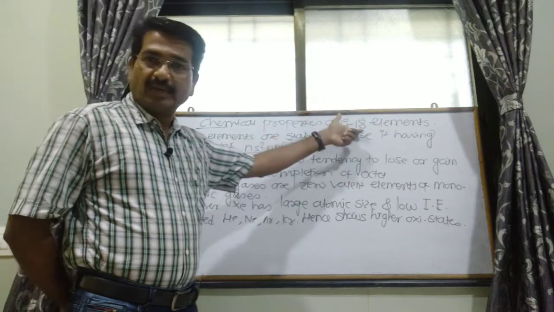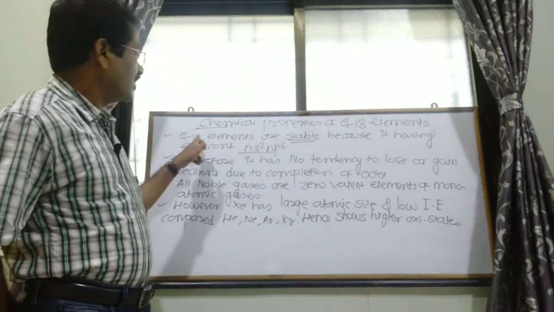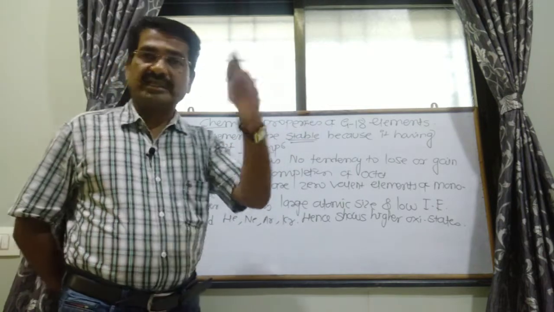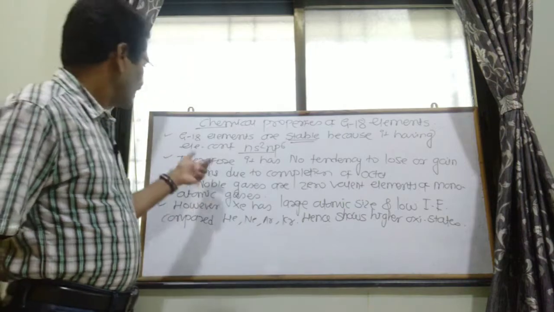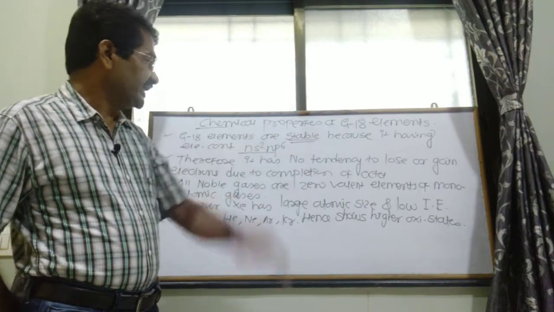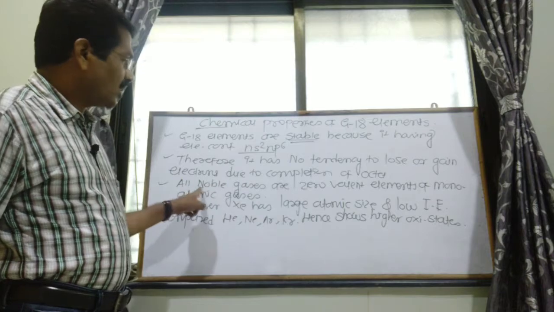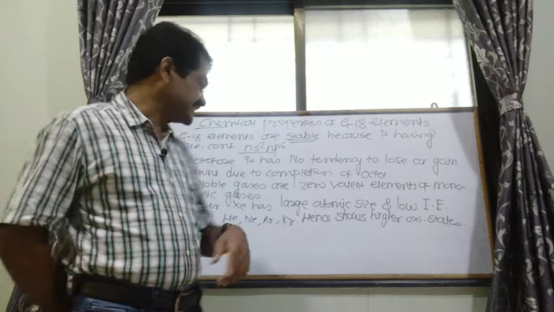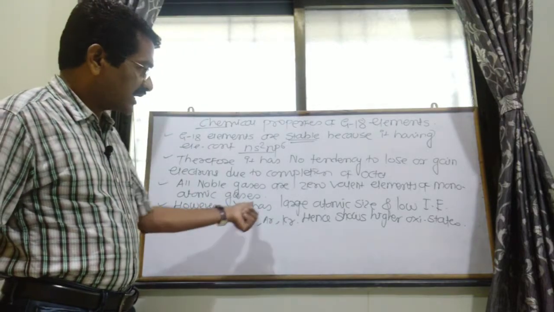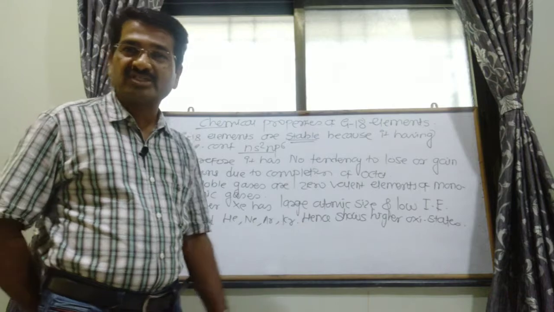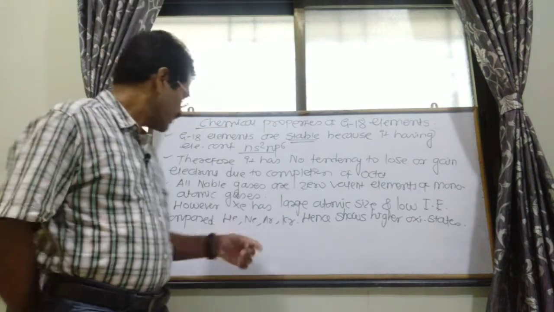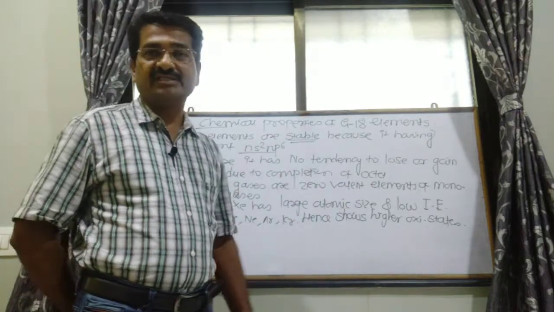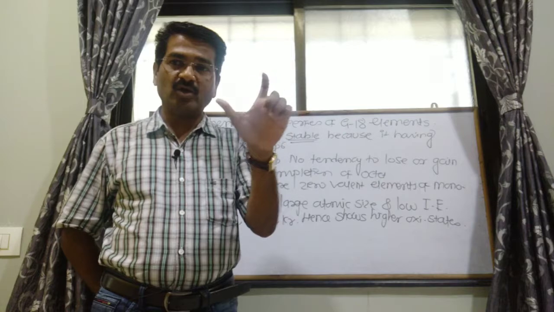Chemical properties of noble gases, that is Group 18. First point, all the Group 18 elements are stable because they have the electronic configuration ns2np6. Therefore, they have no tendency to lose or gain electrons due to completion of octet. All noble gases are zero valent and monoatomic gases. But among the noble gases, xenon has large atomic size and low ionization enthalpy as compared to helium, neon, argon and krypton, hence it shows the higher oxidation state. It has flexible oxidation states.